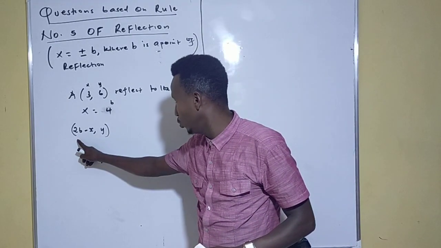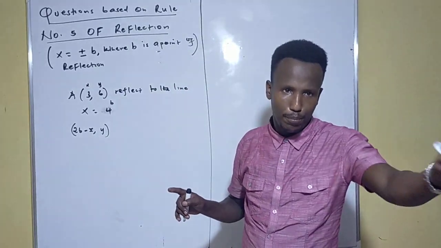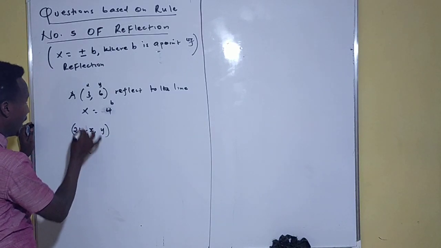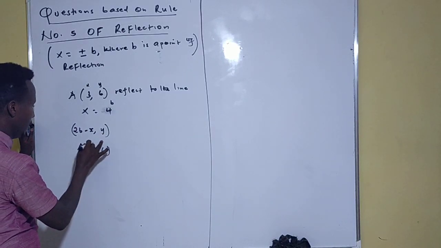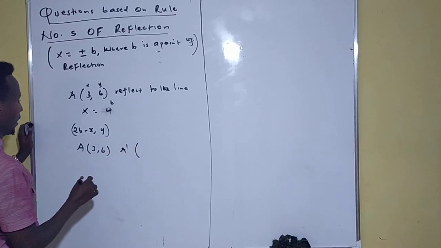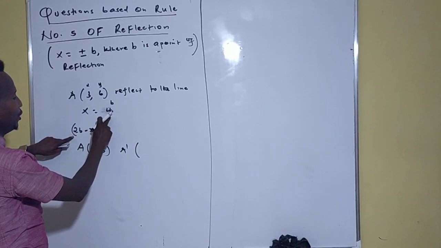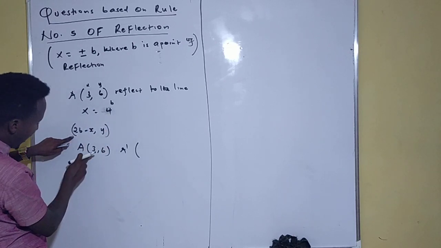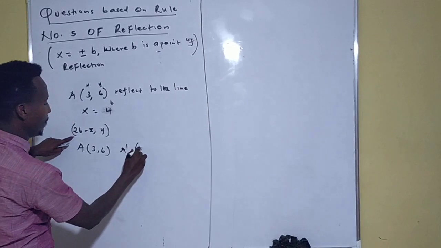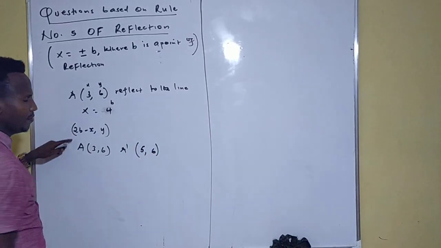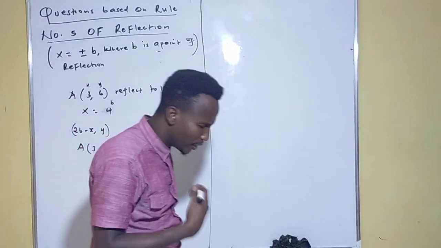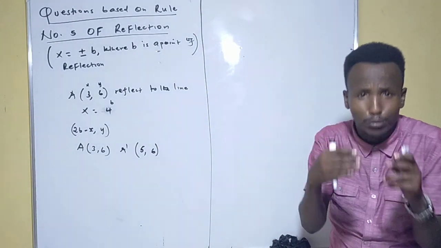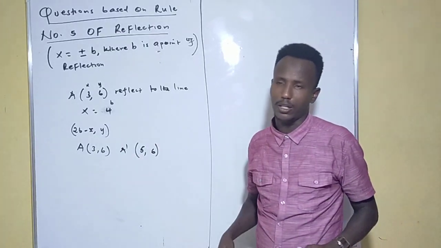So in this situation, let's say this is A. Our A is (3, 6). A prime will be, open the bracket, 2 times b, which is 4, so 8. 8 minus the x coordinate, 8 minus 3 is what? 5, comma 6. Very easy. Do you know multiplication? Do you know how to multiply 2 digits? That's what is under question, guys.